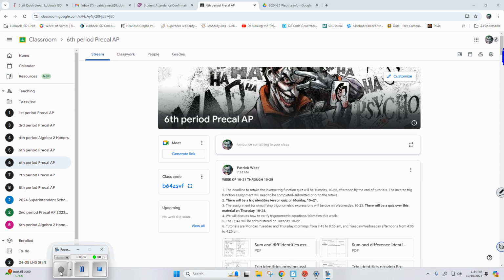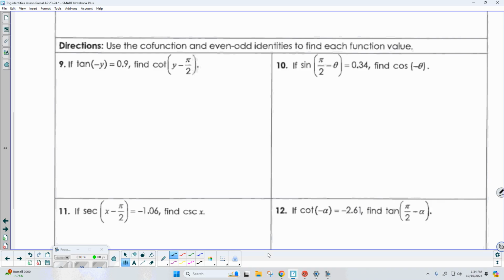We are going to go ahead and talk about a problem on the assignment from yesterday's lesson, trig identities, before we get started. But this lesson is actually due on Friday. We'll have a quiz over this material on Monday.